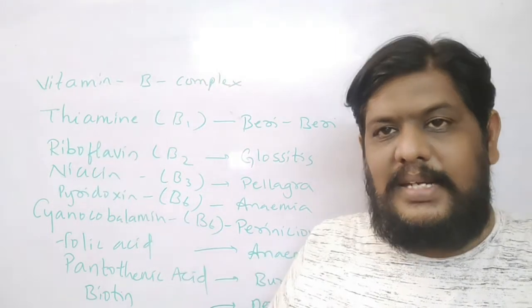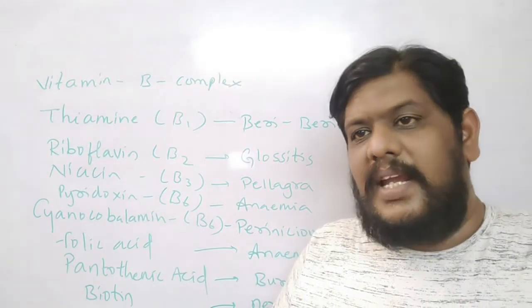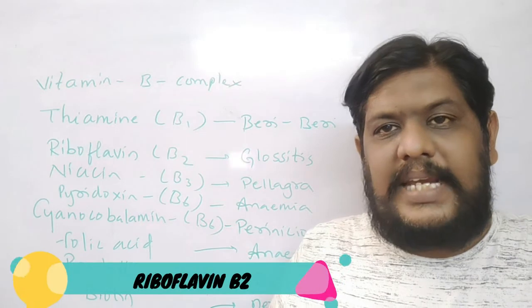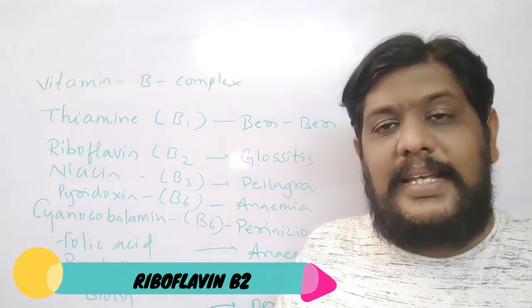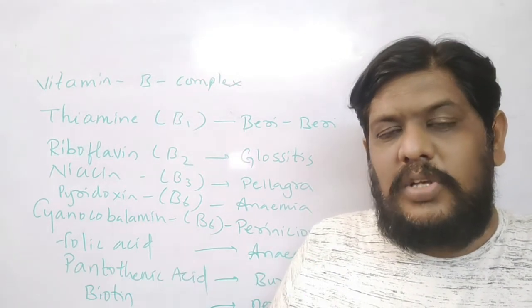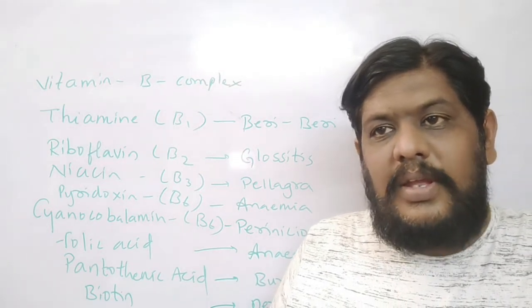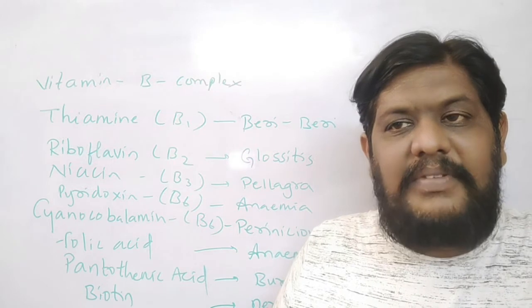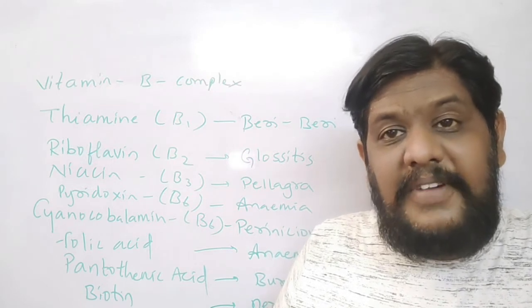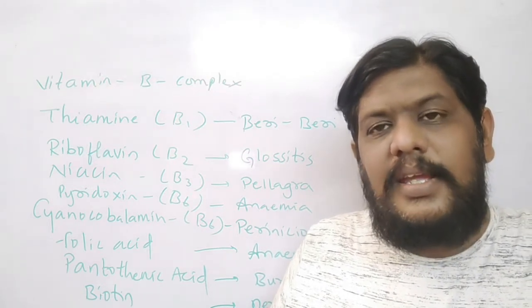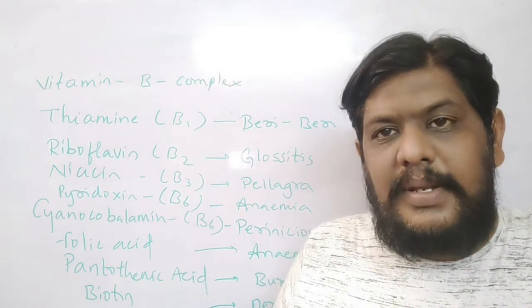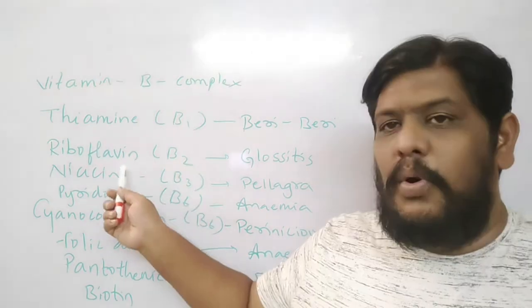thiamine in the diet. Okay, and our second one is riboflavin, basically called B2. Where do you find this? You can find this in milk, eggs, liver, kidney, green leafy vegetables, etc. So all these are the sources of vitamin B2, that is riboflavin.